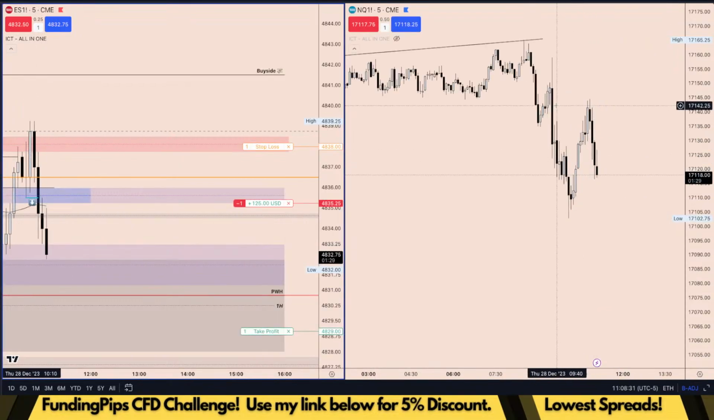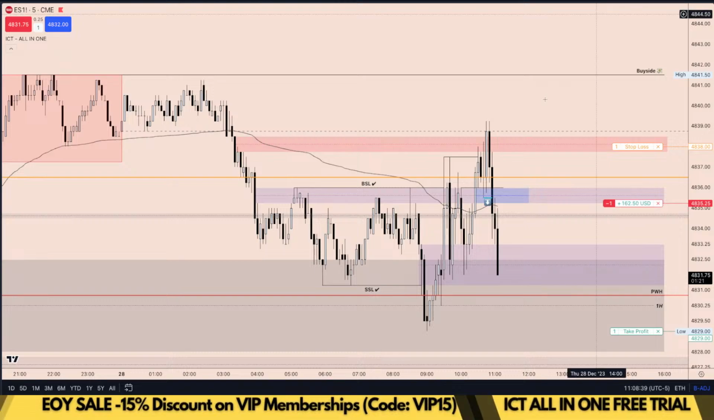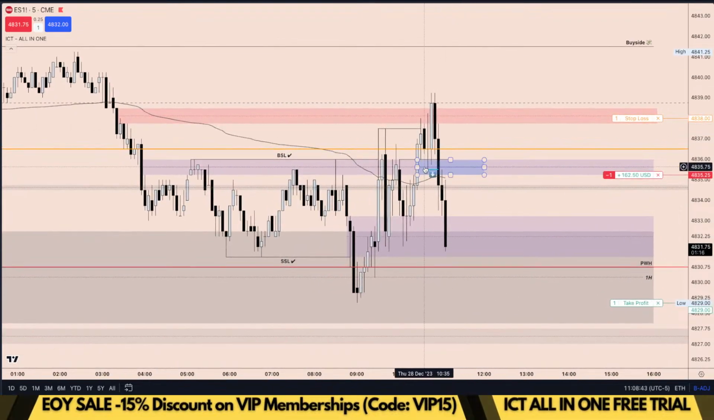NQ is also continuing lower. Yeah, I think there we go. There's the collapse. Trap traders long. Shifted structure, use the inversion fair value gap on both the 5 and 15 minute time frame to continue lower. Let's see if we can hit that sell side liquidity pool.